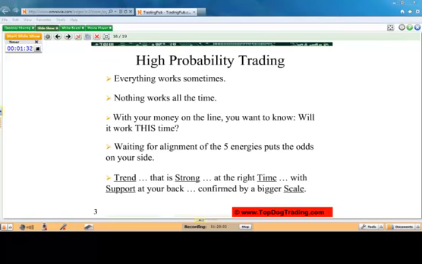And here's what I'm doing. I'm looking for trend. That's energy number 1. That is strong, has momentum behind it, energy number 2. At the right time, it's energy number 3. That's where our cycles come in. With support and resistance at our back, we want to buy off a floor or short off a ceiling. And then finally, energy number 5, confirmed by the bigger scale. That's the next higher time frame. And again, I don't trade in the direction of trend on the higher time frame. I trade in the direction of momentum on the next higher time frame.